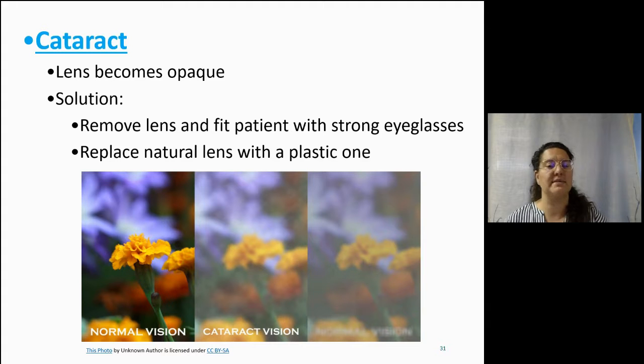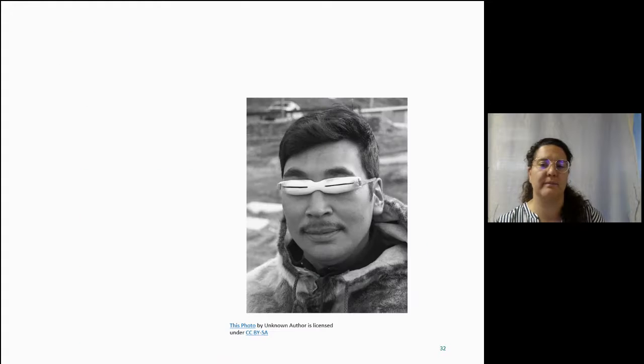And so you can remove the lens and then fit that patient with strong glasses, but much more common now, they replace the natural lens with a plastic one, and they can also replace that lens with a prescription lens if you had glasses. So if you had bifocals, you might just be able to wear regular glasses, or if you only had one type of glasses, one prescription, you can get a prescription lens and then you might not need glasses at all.